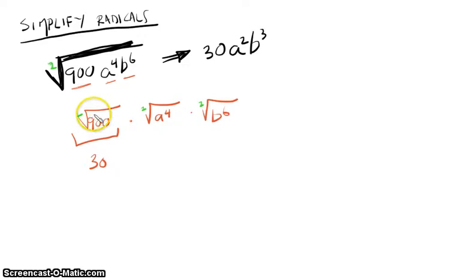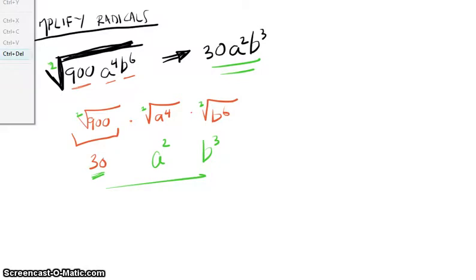So this is the square root of 900, which is: what number times itself equals 900? The answer is 30. You can get that from your calculator. Remember, it's a to the second, so this is actually division. This is 4 divided by 2, and b to the third is 6 divided by 2. So your answer is 30, a squared, b to the third. All right, next one. These are pretty helpful to do one right after the other.